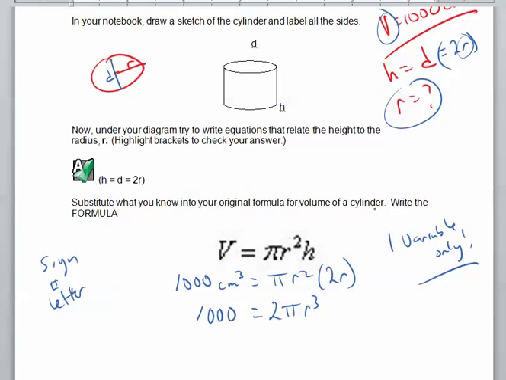Then I have to say I want r on its own, because that's what I'm trying to solve, the radius. That's what I really want to know. And so I need to get r on its own. So what's by the r? This is 2 times pi, which is like 6.28 if you want to multiply it out. And I say, okay, what's it doing? It's multiplying by r cubed.